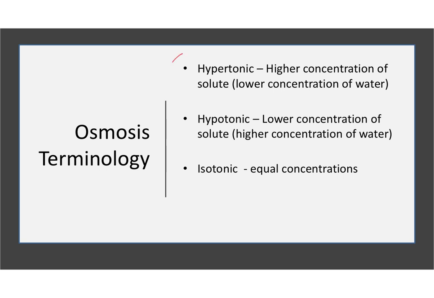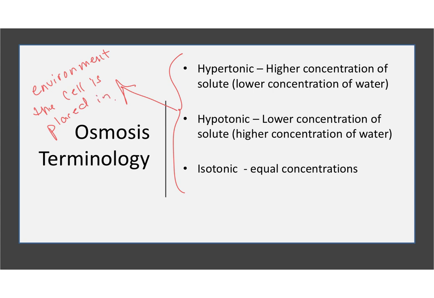So these three terms represent, and put this down, the environment the cell is placed in. So when we talk about things like hypertonic, hypotonic, or isotonic, we're talking about what is happening outside of the cell. So in a hypertonic situation, you're going to have a higher concentration of solute outside of the cell. Hyper means higher.